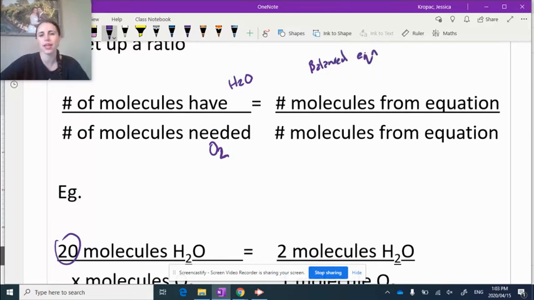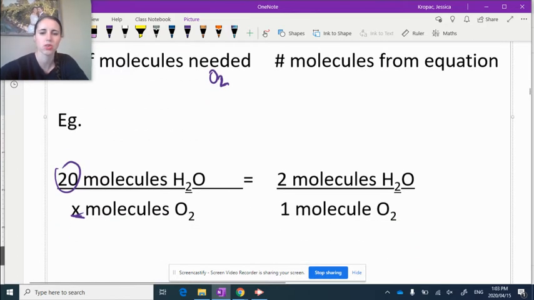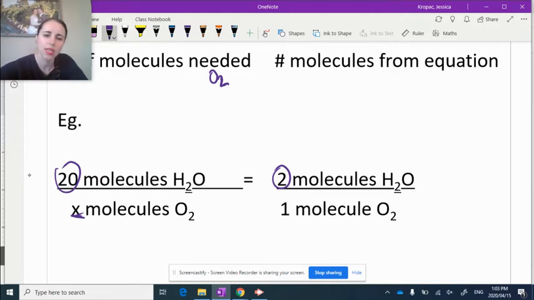So if I go back and look at my numbers for my balanced equation, I want to keep water in the top. See how water's in the top here? I want to keep water in the top. So if I take a look and see what number is in front of my water molecule, I'm going to find that there's a big 2 in front of water. So that 2 is coming from the coefficient in front of water. And then in the bottom, I have oxygen, so I want to keep that 1 in the bottom.